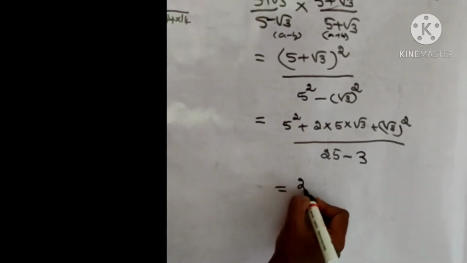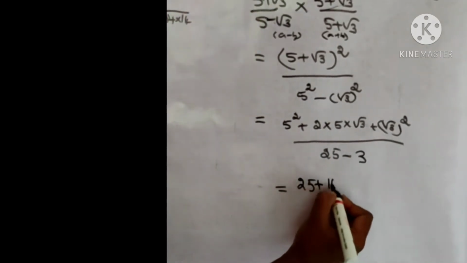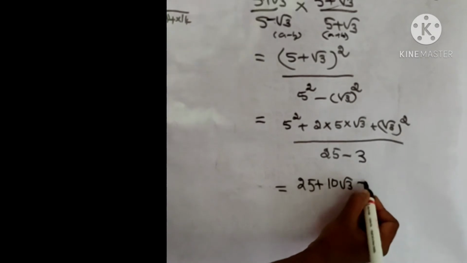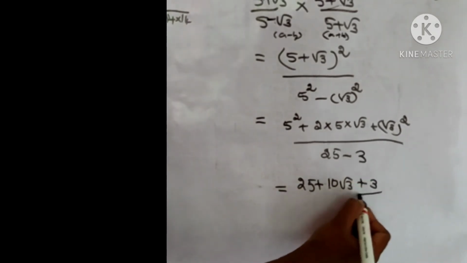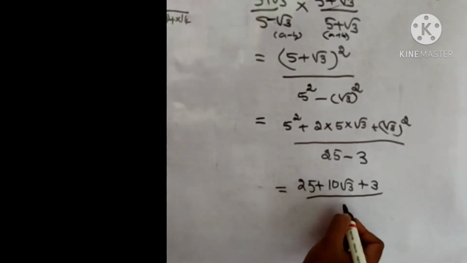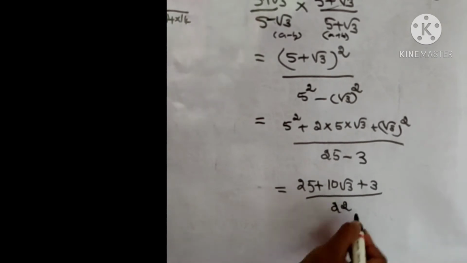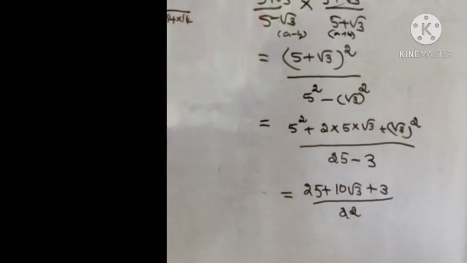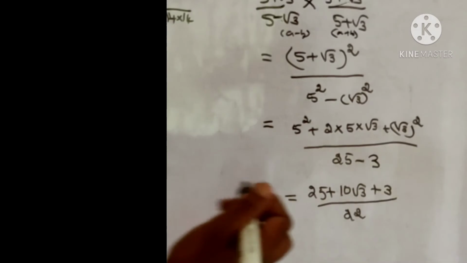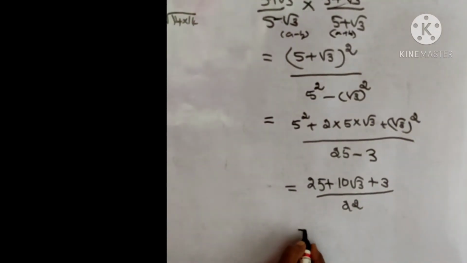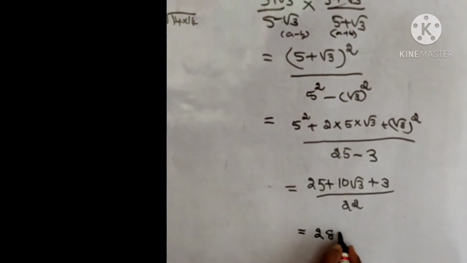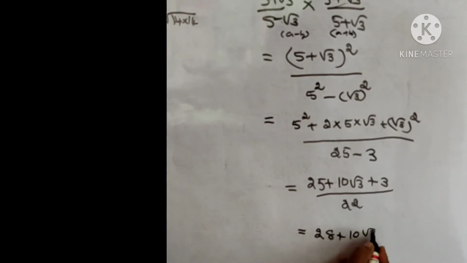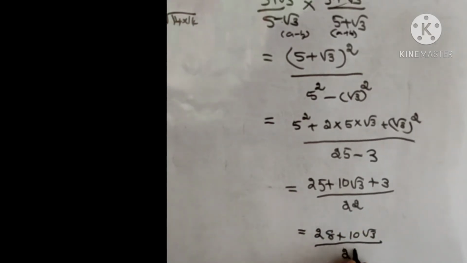5 square is 25. 5 2s are 10. 10 into root 3 plus root 3 the whole square is 3. Denominator: 25 minus 3 is 22. Then again simplify the numerator. 25 plus 3 is 28 plus 10 root 3 by 22.